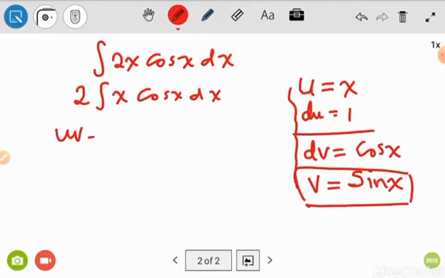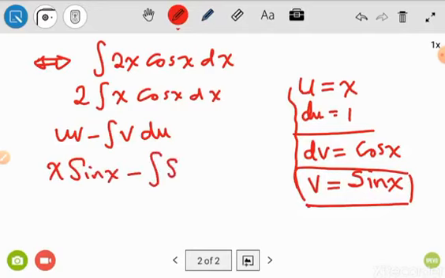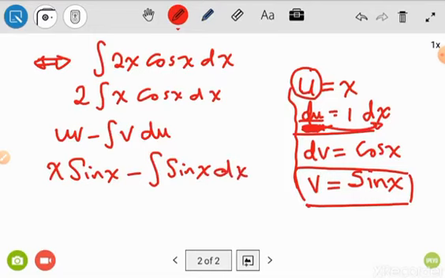And then uv minus the integral of v du, and don't forget that this is one part of the answer. u is x and v is sine x, and then the integral of v, which is sine x, times du, which is 1 dx, because when you find the derivative of u, it's du over dx, or you can cross it from here and put dx on the other side. So du is the same as 1 dx.